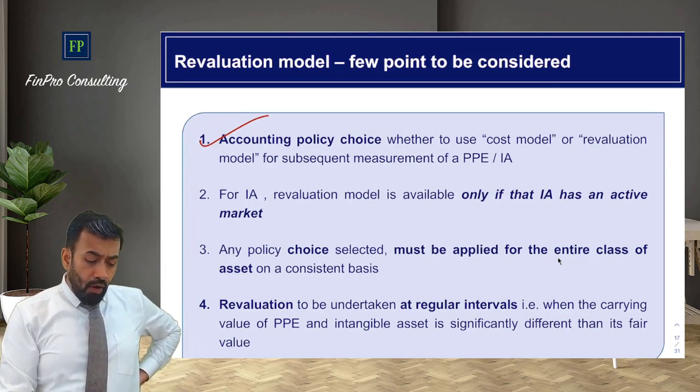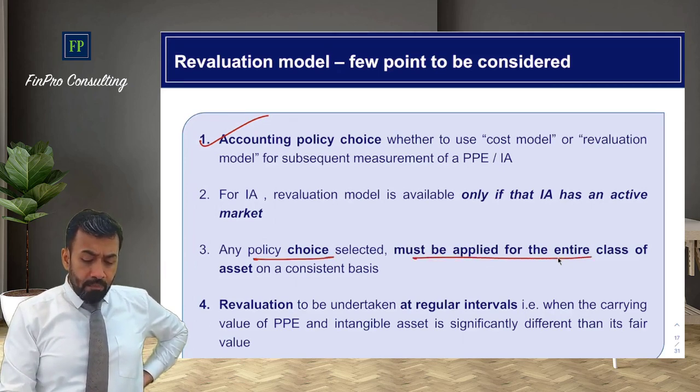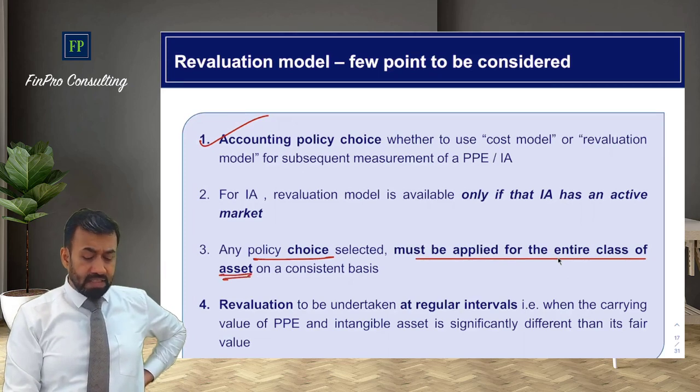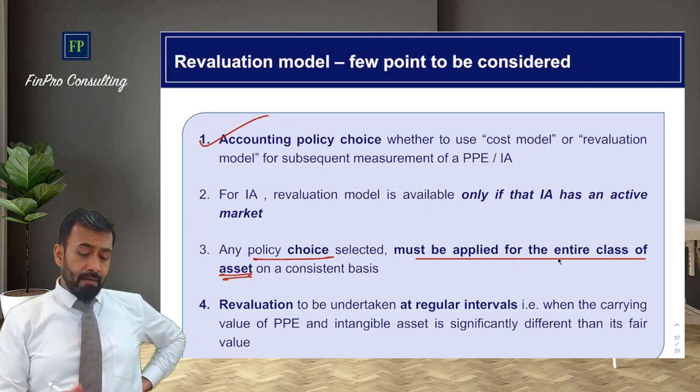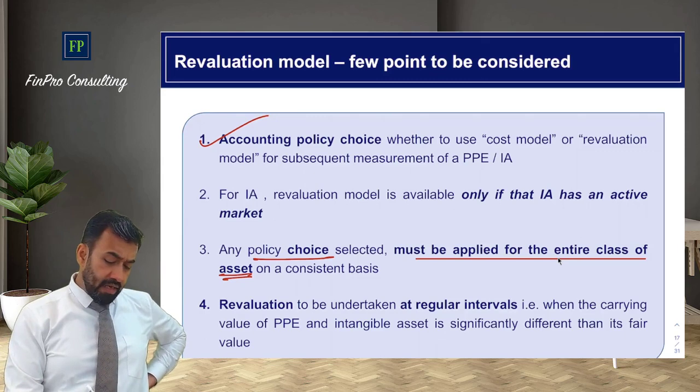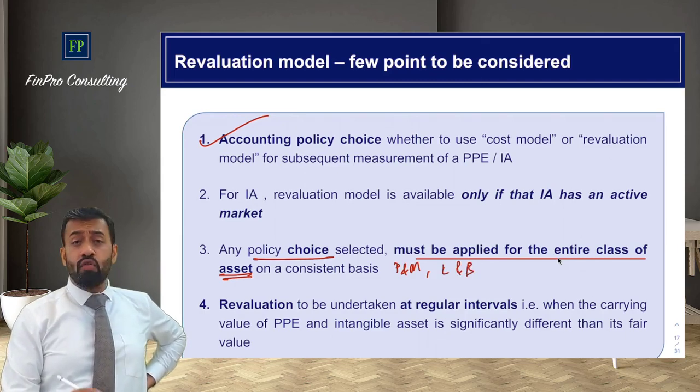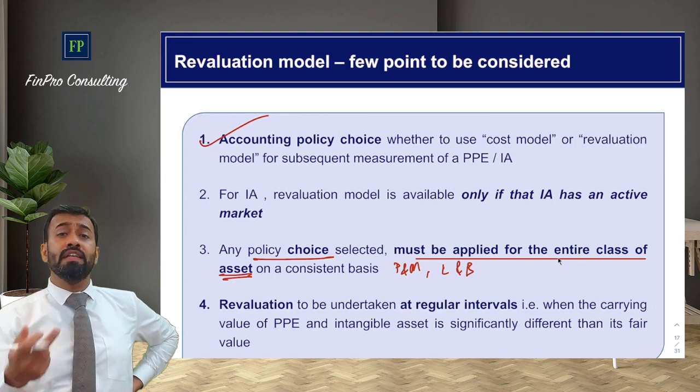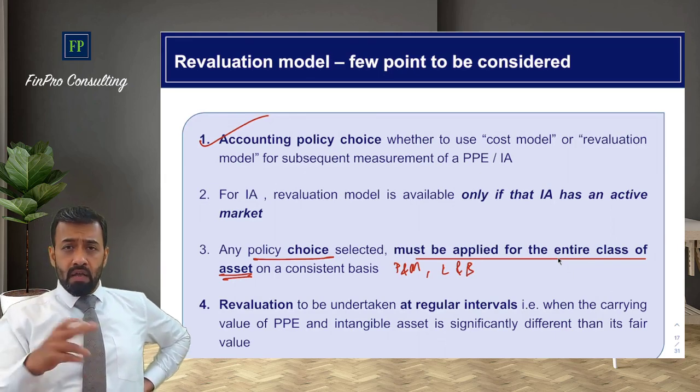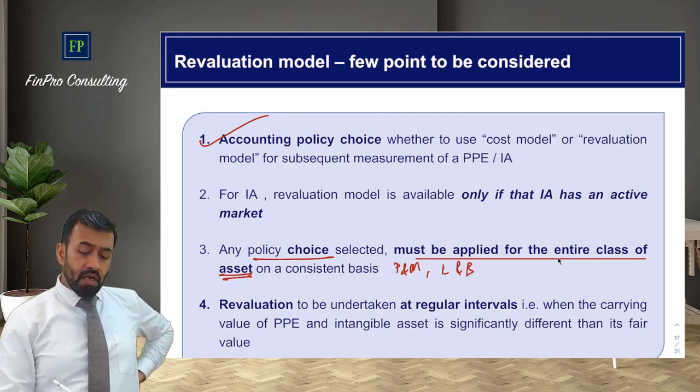This policy choice must be applied for the entire class of asset. Then we will come on to how to account for it. Class of asset, let's say plant and machinery is one class. Second class is land and building. Within land and building, there could be administrative building, there could be residential, there could be factory building. This could be two separate classes.